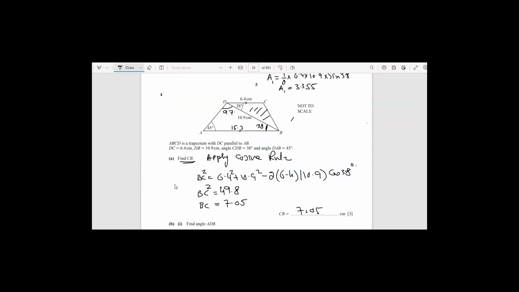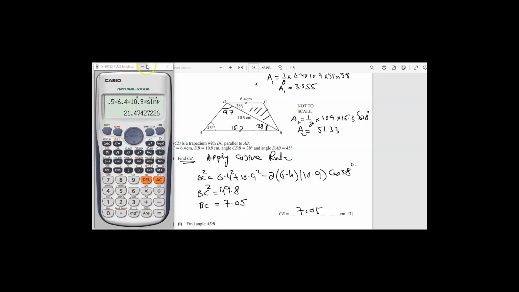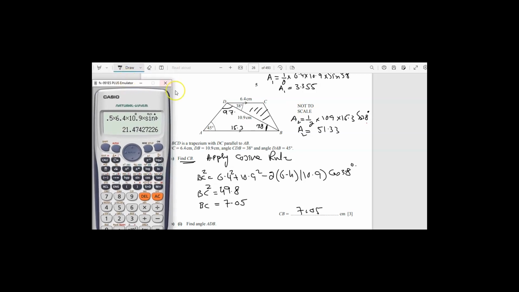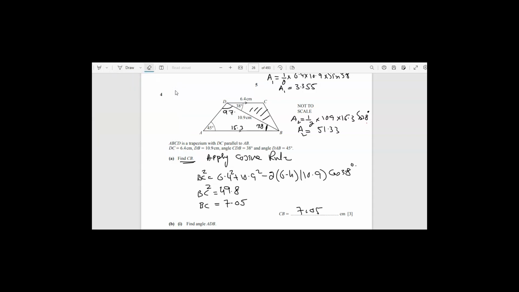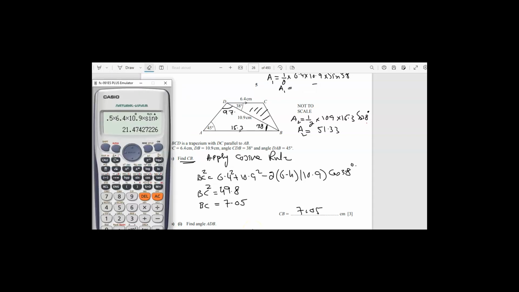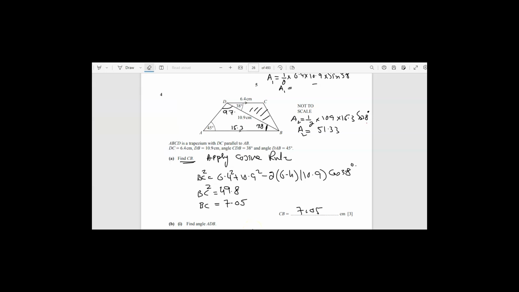Now I'll apply the area formula for the second triangle: 1 upon 2 times 10.9 times 15.3 times sine 38. So for the area of the second triangle, the answer is 51.33, and I have made a small mistake here. The area should be 21.47. So write 21.47.